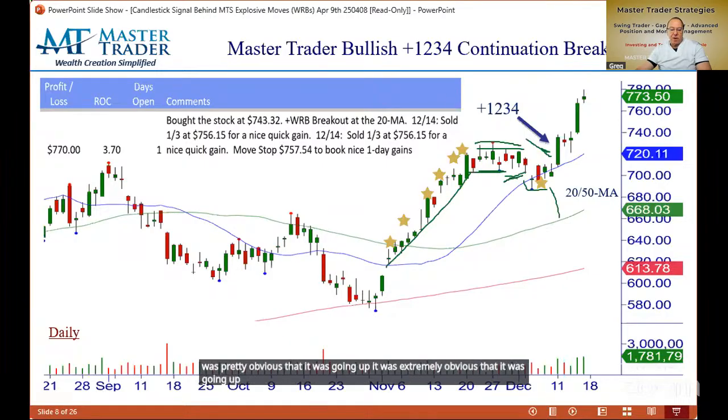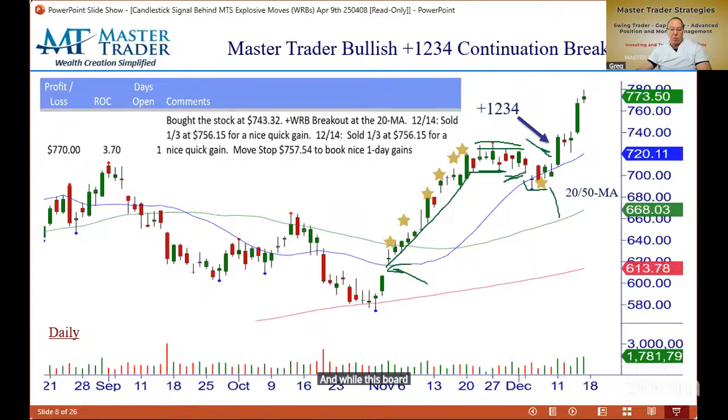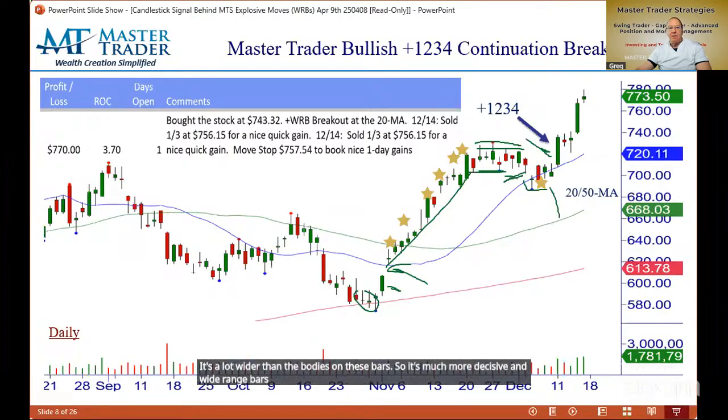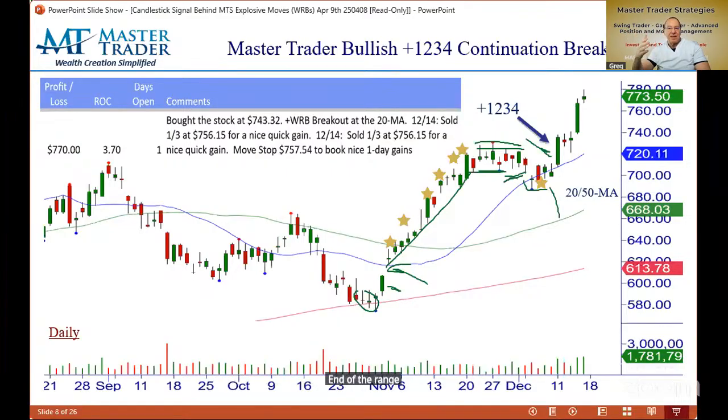And it started, when you talk about gaps, that's an igniting gap, a pro gap. And while this bar maybe doesn't jump out as a wide range bar, it's a lot wider than the bodies on these bars, so it's much more decisive. And wide range bars, how they're defined in the scans, is that they have to open in one percentage of the range and close in the other end of the range. So it has to be a decisive bar like that. It can't be a bar with tails on the top and the bottom.